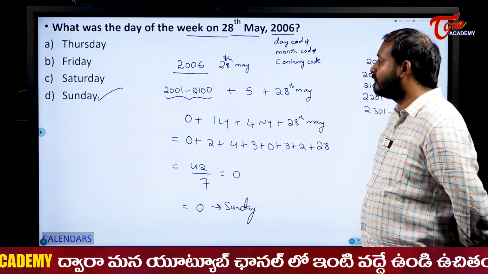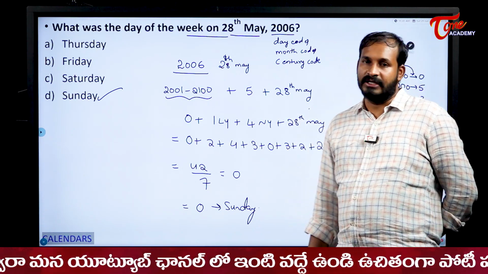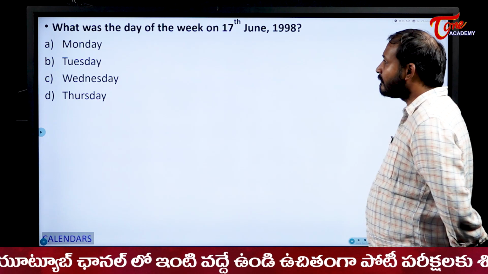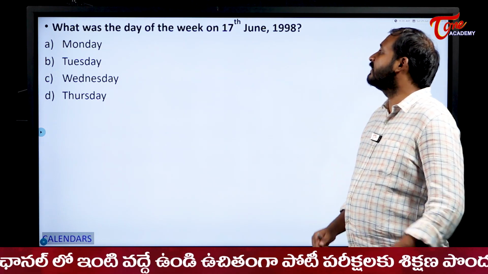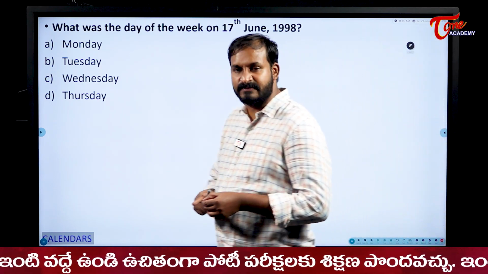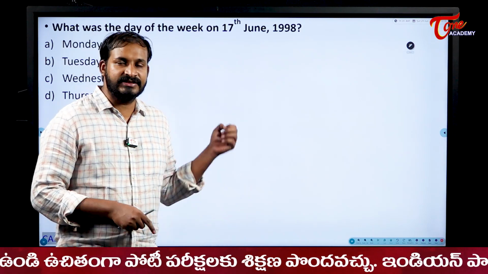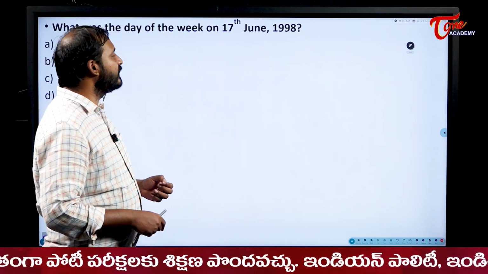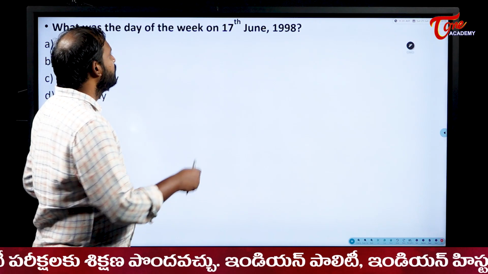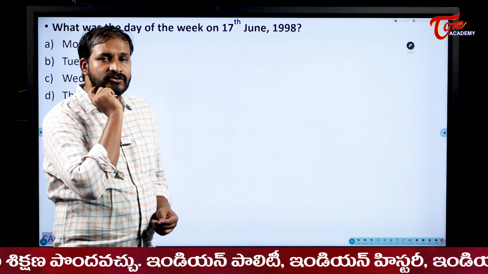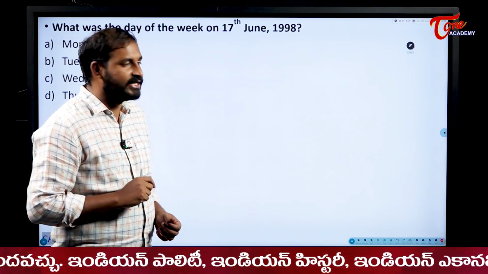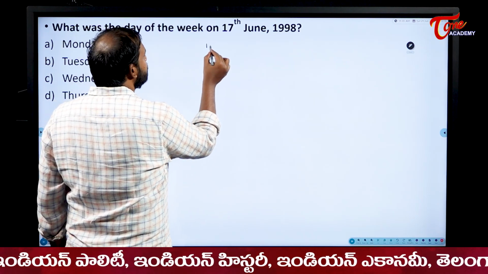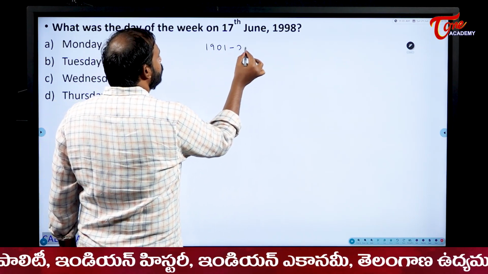This is how we are going to find what day falls on what date. Okay, next. What was the day of the week on 17th June 1998? Students, please pause the video and try to get the answer for this one. Now see here, 17th June 1998. Which century does it belong to? 1901 to 2000.